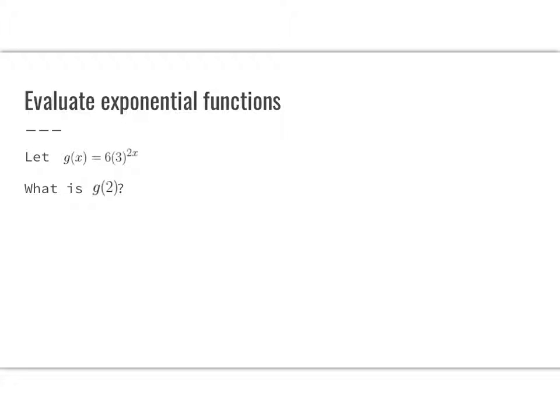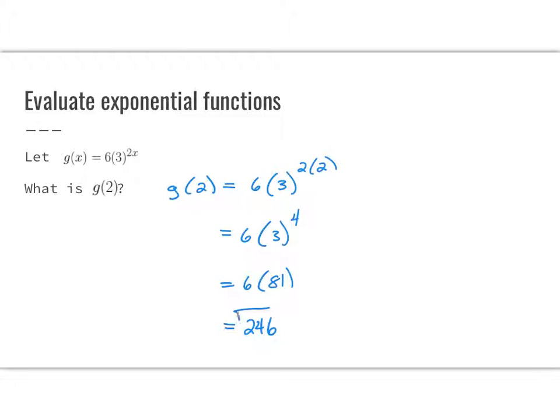So then, evaluating. Evaluating an exponential function is no different than evaluating any other function that we've looked at. So g of 2 just means take the function that you're given and plug in 2 for x. So this is 6 times 3 to the 4th, which is 6 times 81, which is 486. So evaluating these is the same as any other function you've ever evaluated. This means plug 2 in for x and simplify as much as you can.